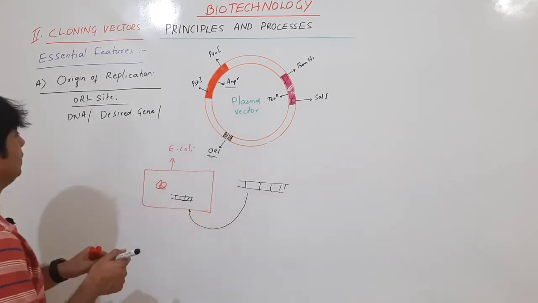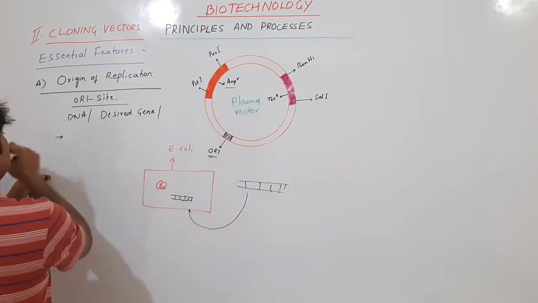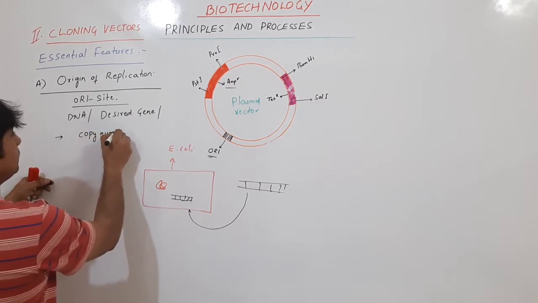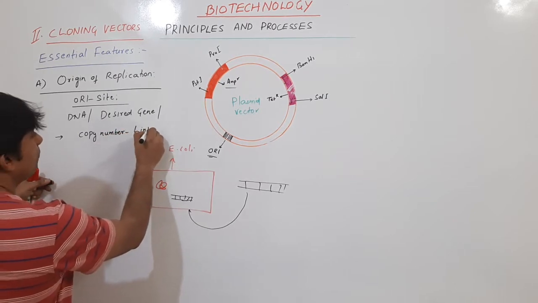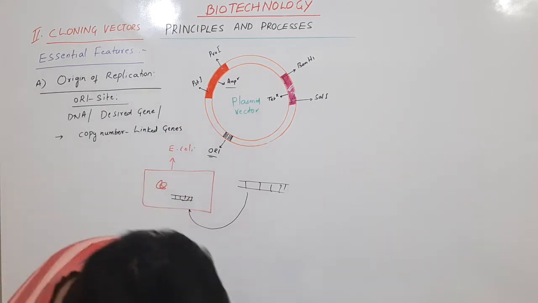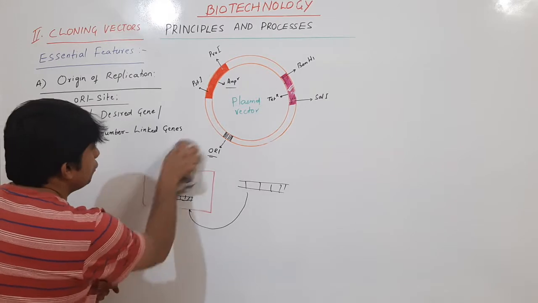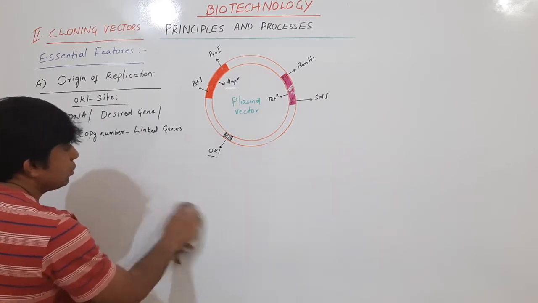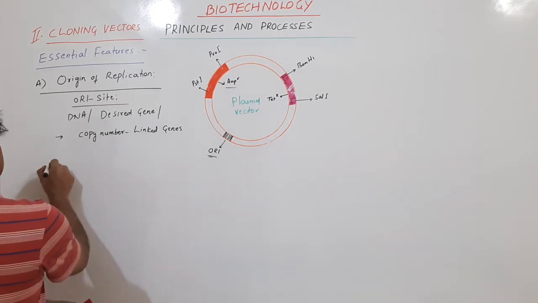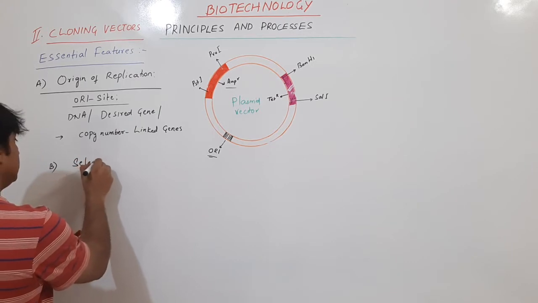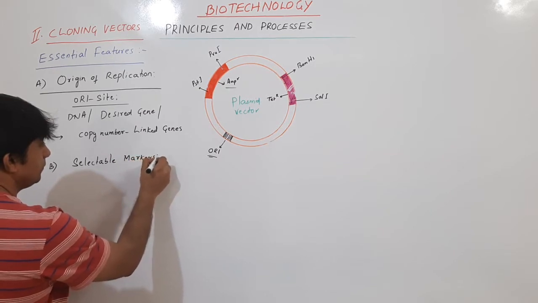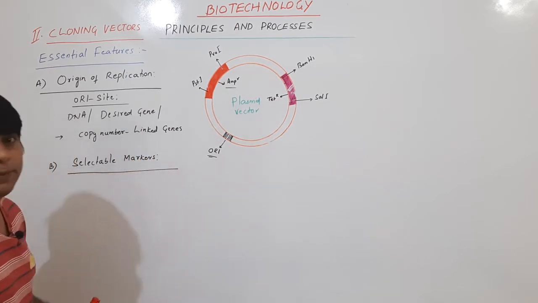Fine. And also this ORI site can control the copy number of linked genes. So how many copies the linked gene should multiply into is also controlled by the ORI site. Next, number two, selectable markers.